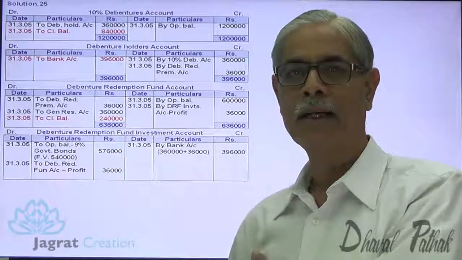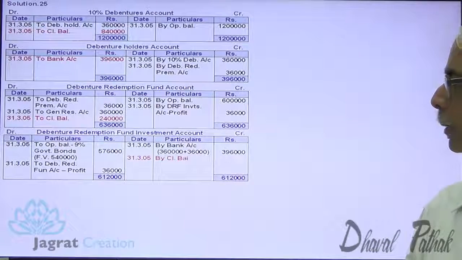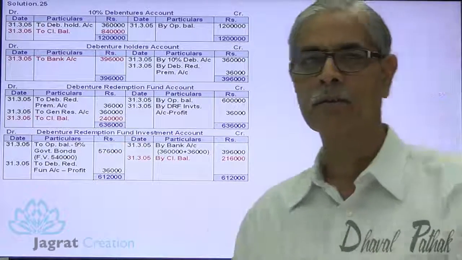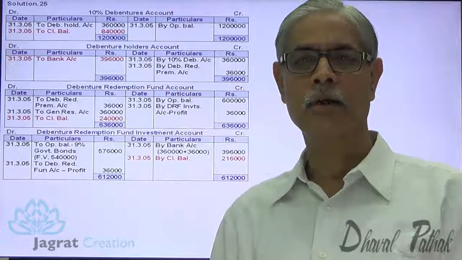Now let me strike the balance for debenture redemption fund investment account. Total of debit minus total of credit. This is the closing balance carried forward. This is how this sum is solved here before you.